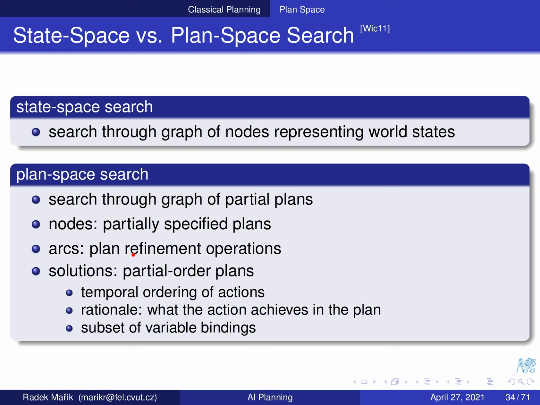So instead of using totally ordered plans and so on, here we need to use partial order plans. Partial order plans means that you specify the temporal ordering of actions. In other words, what action must precede the other action. From this point of view, you know exactly why such an action is applied and how it helps to achieve the plan. And of course, in the background, we need to solve different variable bindings.